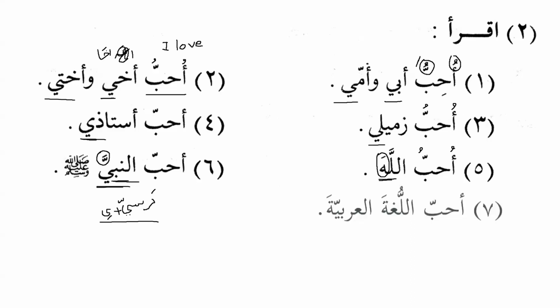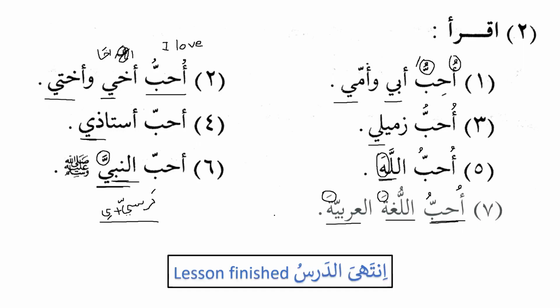Uhibbu al-lughat al-arabiyyata. I love Arabic language. Now we see that al-lugha is mawsuf and al-arabiyyata is sifa, and we know that mawsuf and sifa are equal in number, gender, property, and status. So why we have fatha in the end? Because uhibbu means I love, and whenever we say uhibbu, after that the noun will always be mansub. انتهى الدرس. Lesson is finished.